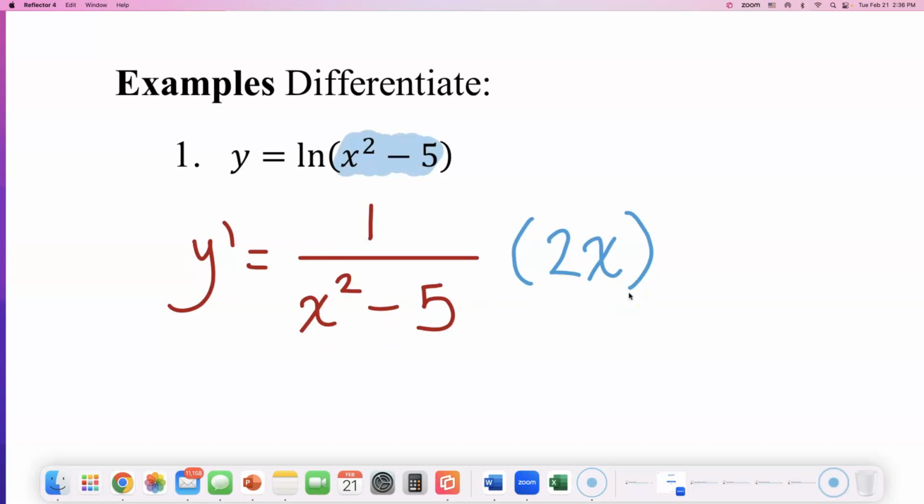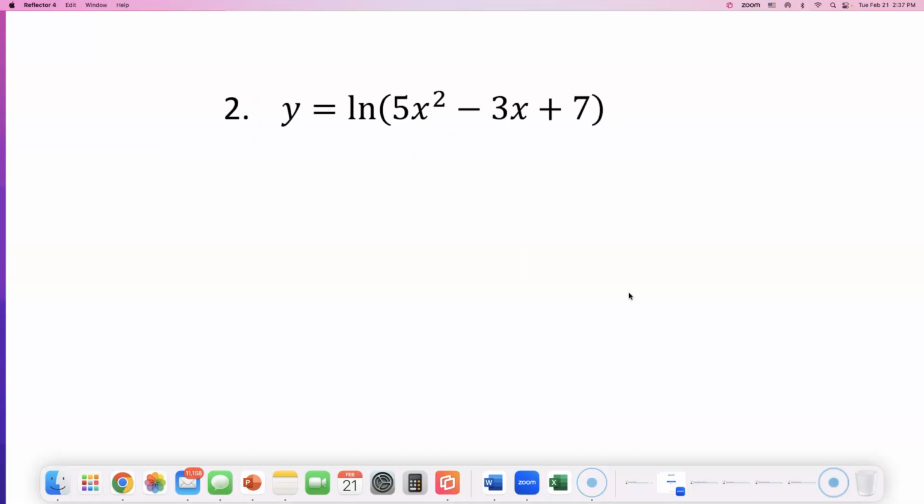If you want to simplify your answer, you can just put this 2x on top, and that is the derivative of this function. But if you have a log function whose log argument is more than just x, you have to do the chain rule. Okay, so let me show you one more.